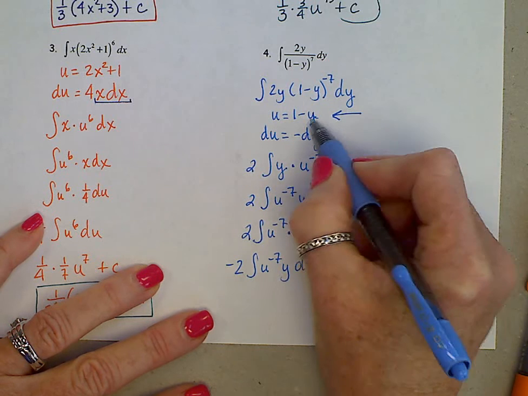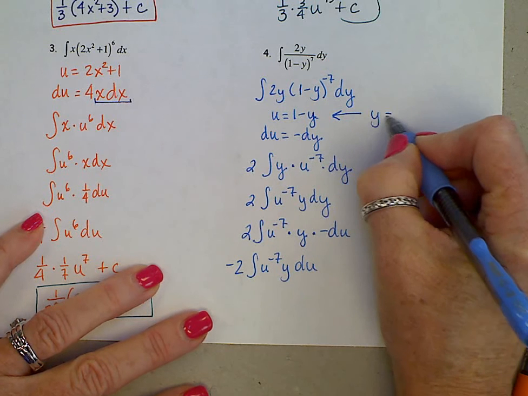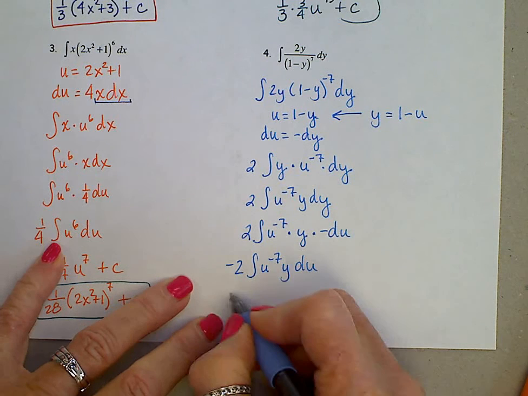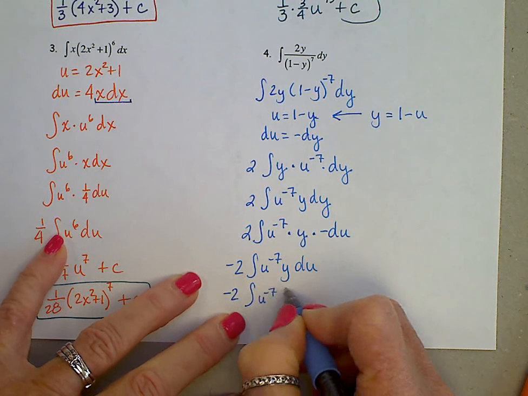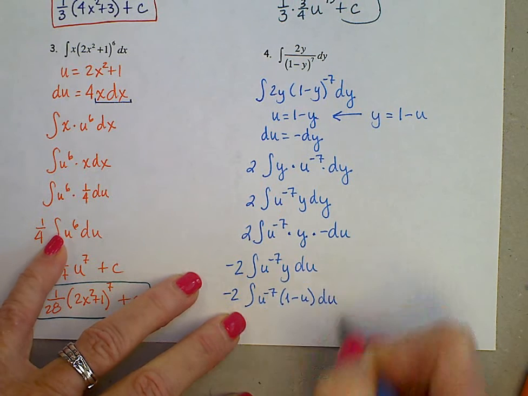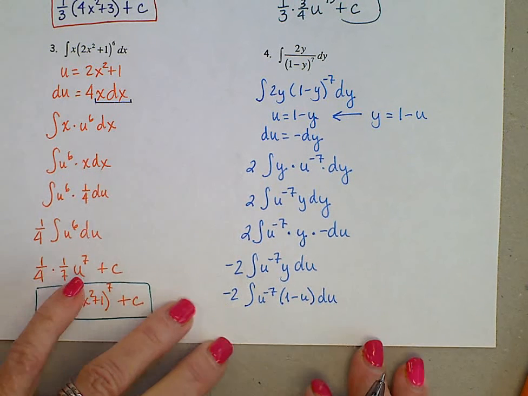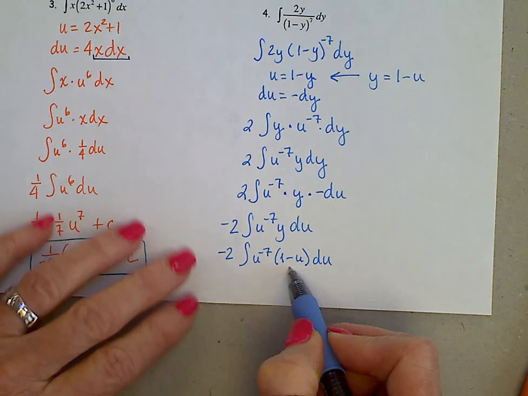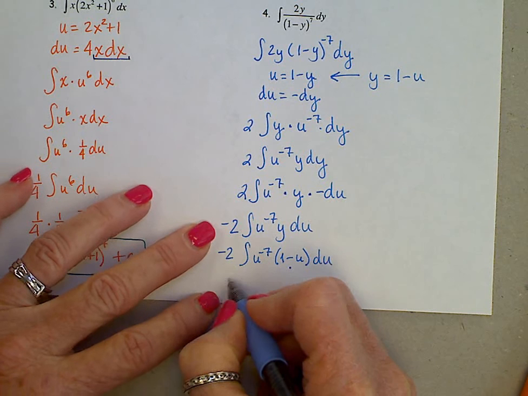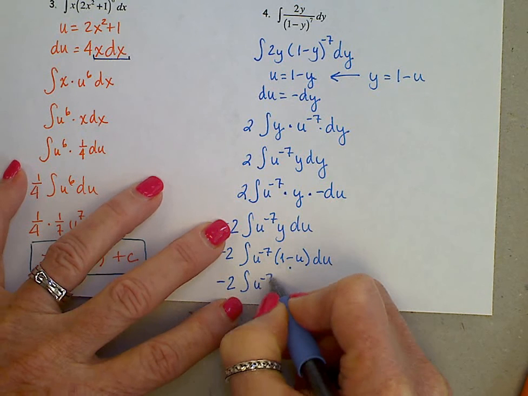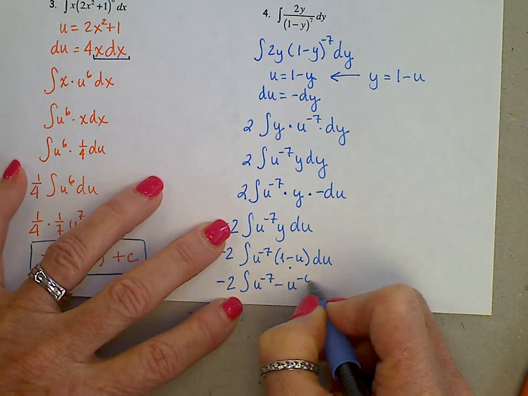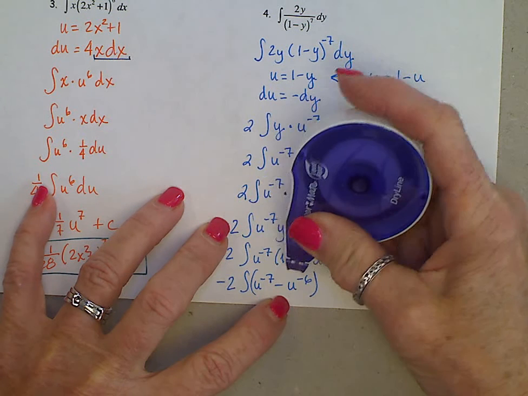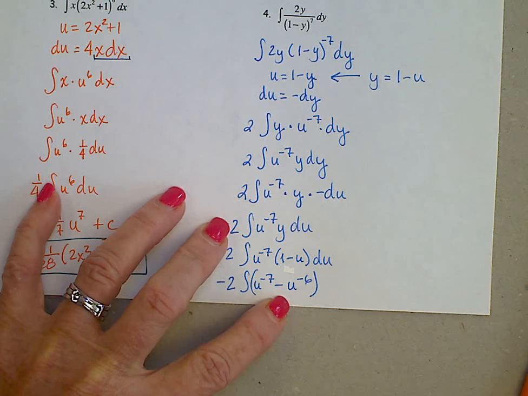Let's take this line right here and let's solve for y. And that will be 1 minus u. So now we can come down here and replace out this y with a 1 minus u du. And we're still in a little bit of a trouble here because there is no product rule for integrals. So we need to distribute this u to the negative 7th through. And we'll get u to the negative 7th times a u to the negative 6th du.